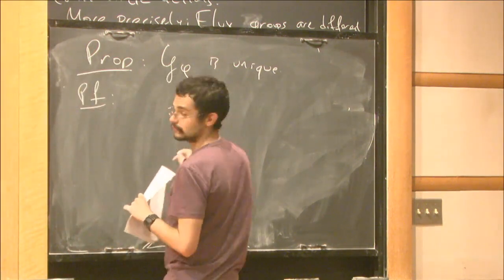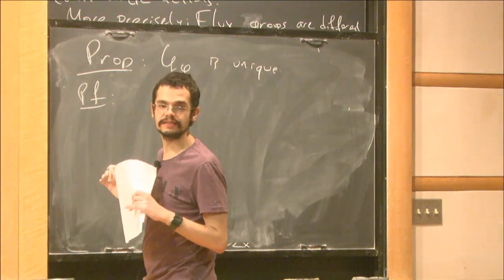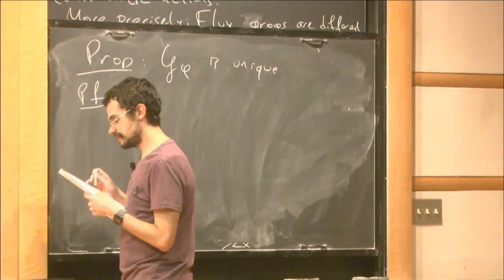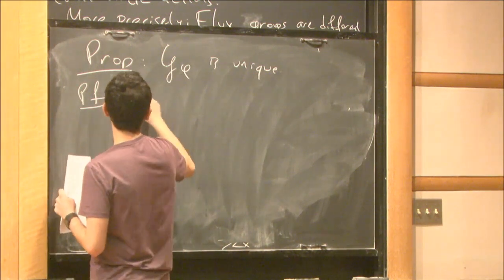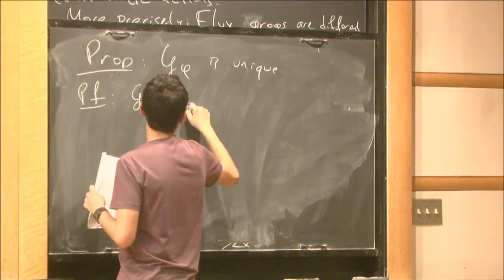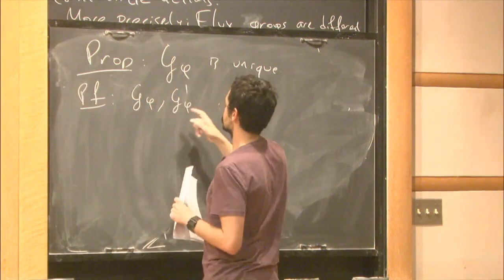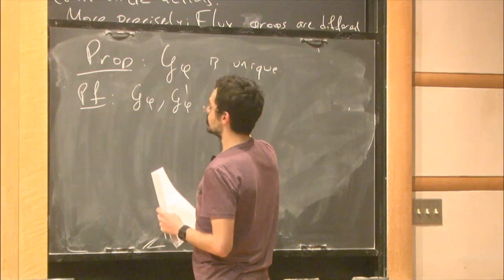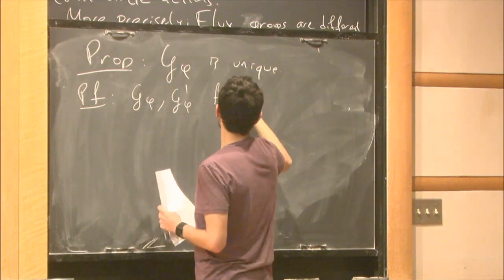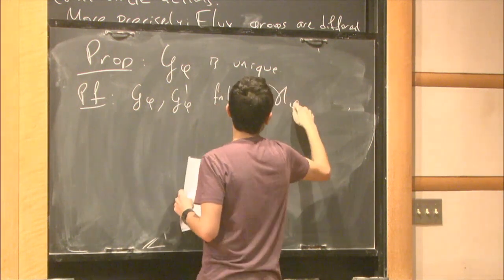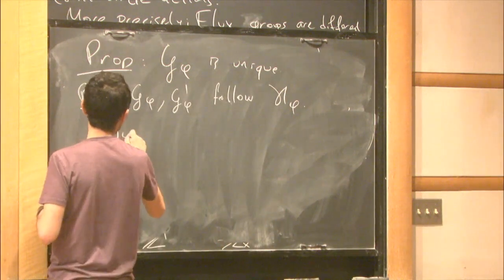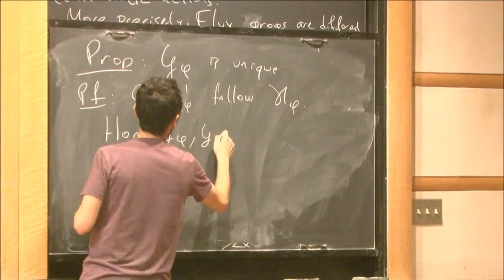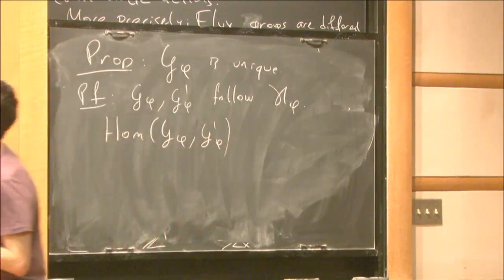So this uses ideas from formal geometry and Polishchuk's paper, Abstract Analogues of Flux as Symplectic Invariance. If, for instance, you have two families satisfying these conditions that I denote by G phi and G phi prime, and they both follow gamma phi, you can consider their Hom relative to the base SR.